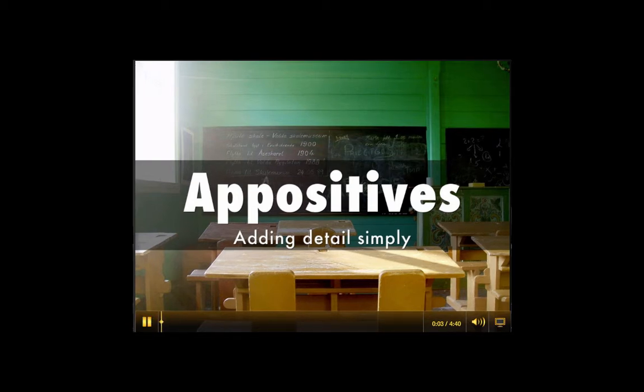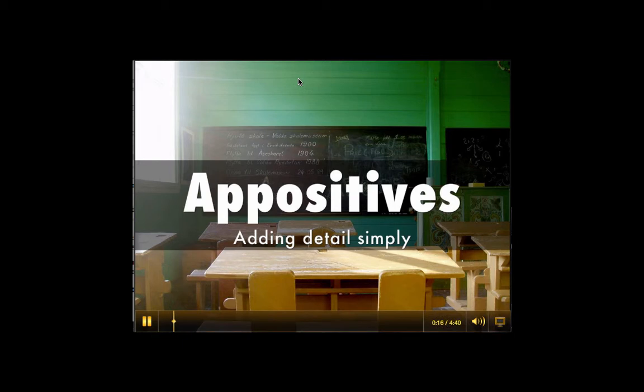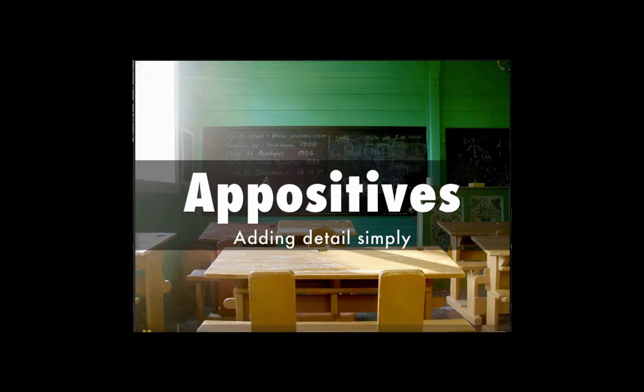Appositives are my favorite grammatical construction. They add detail very simply. If you remember relative clauses, it will be very simple to create appositives. Basically, what you're doing with an appositive is removing the "that" or the "who" or the "whom" and taking the rest of the phrase and simply putting a comma next to what it modifies.